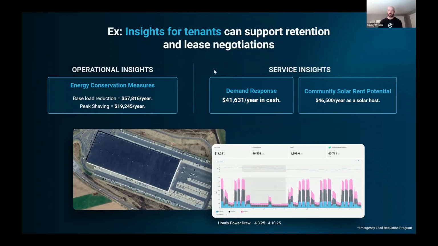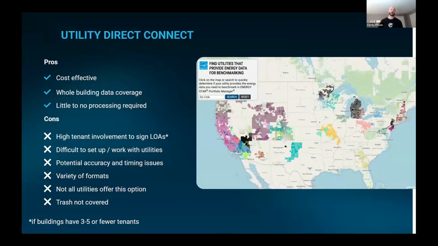So these are the dimensions that we're going to be talking about. Let's dive into each of these approaches and the pros and cons of each. The first one I'm going to start with is utility direct connect. So the idea here is whether mandated because of the benchmarking rules or just because the utility has gotten so many requests to do so, some utilities offer the ability to get whole building aggregate data from them directly.